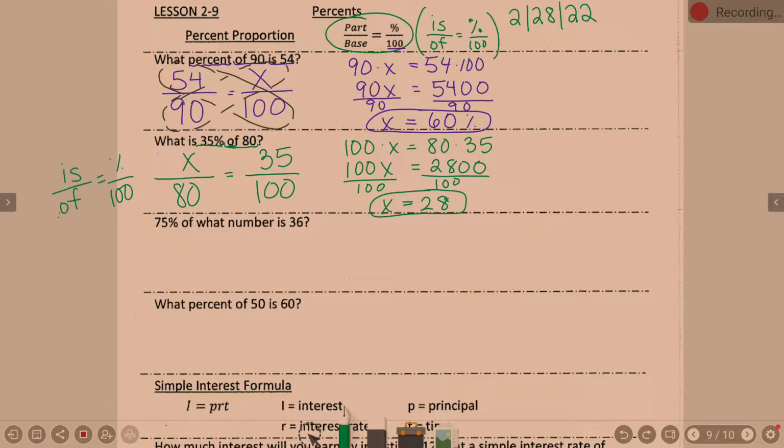And this one, I am not labeling as percent because it just says what is 35% of 80. So what is this portion of 80? 28. Okay, and so that's why 80 had to go on the bottom, because we're trying to find some portion of 80, which is my x on top.